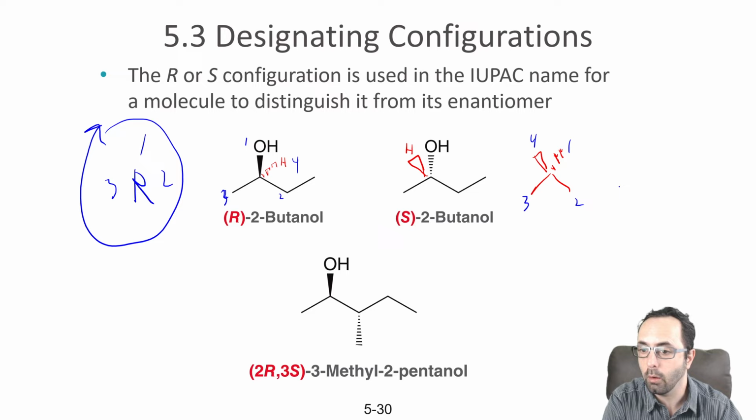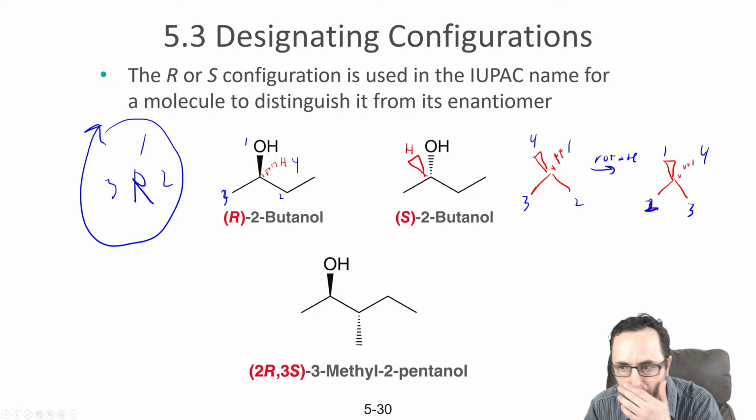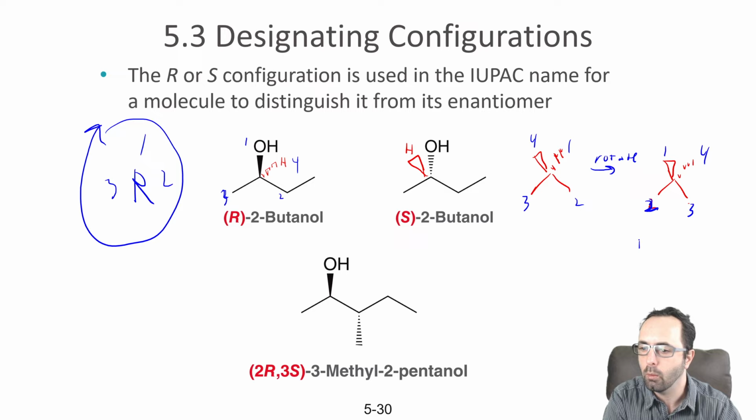And so again, we would want to do the double swap here. So we're going to rotate, and we rotate by doing the double swap. And so we're going to swap 2 and 3. It was 2 and 3. And we're going to swap the positions of 1 and 4. Make sure we preserve the configuration. We're just rotating it to put the lowest priority group in the back. And so now you can see here we have 1, 2, 3. So this is a counterclockwise rotation. 1, 2, 3, a left-hand turn. So this would be S.